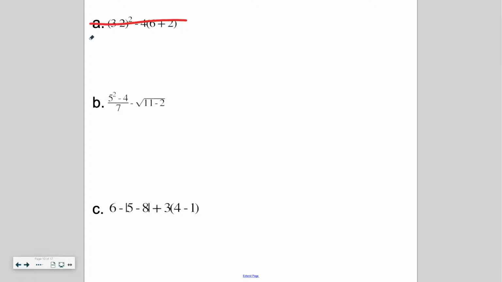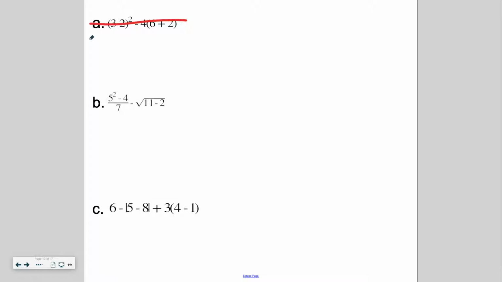On B, a square root is also a grouping symbol, so take care of the grouping symbols. Fraction bars are grouping symbols too. When you do fraction bars, you're really going to take care of the top part, and then you'll end up dividing. Does that make sense? So let's take care of our square root first.